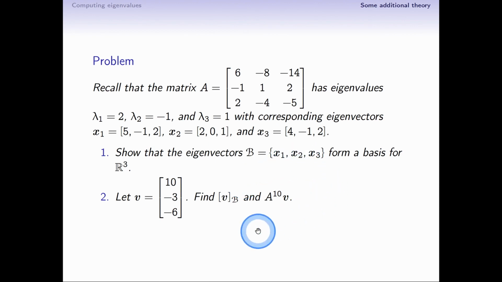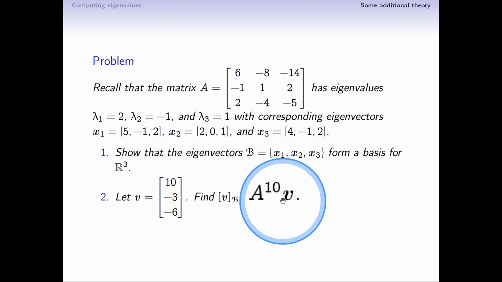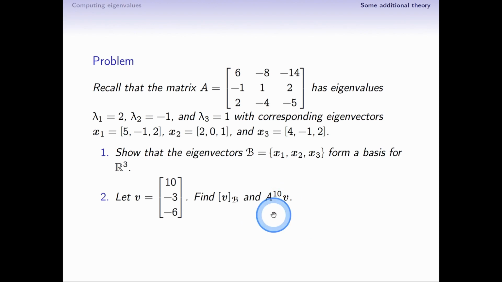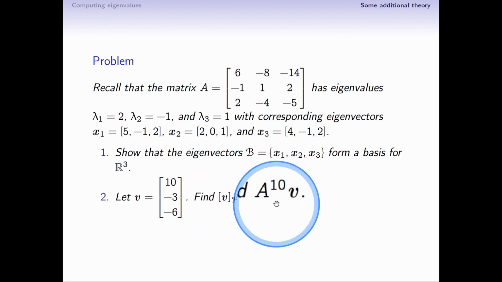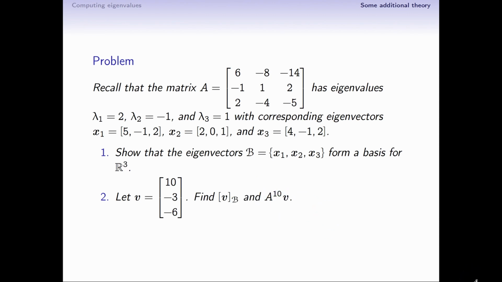So let's find the coordinates of this vector v relative to that basis, and then let's use that representation of the vector v to conveniently work out, let's say, the 10th power of the matrix A applied to the vector v. We'll show how we can use the power of this representation to quickly work out the 10th power of A applied to the vector v. So join me at the document camera to work out the details of the solution to this problem.